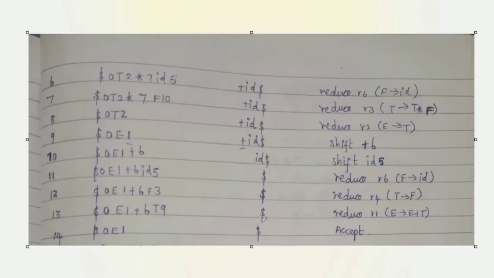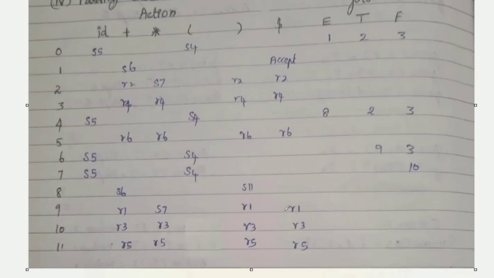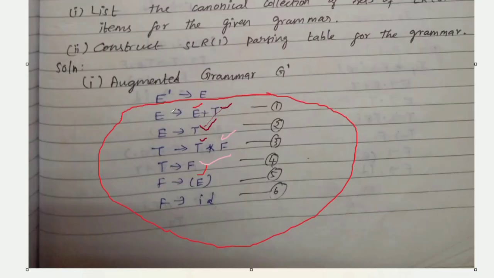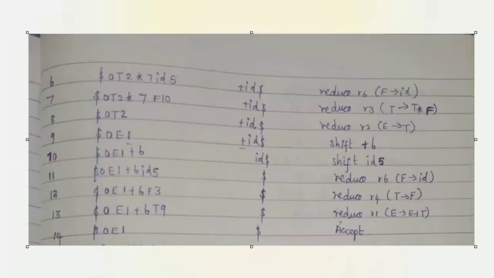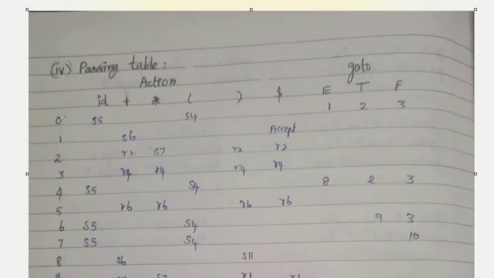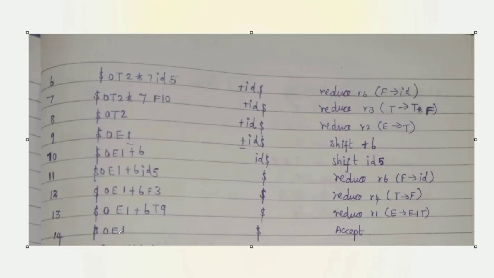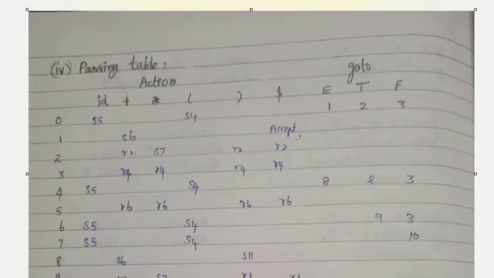Then compare $9. $9 is reduce 1. Reduce 1 is the equation number E tends to E plus T. Here write reduce R1, E tends to E plus T. In the stack, E1 plus 69 is reduced to E. Then the stack becomes $0E, and the input symbol is $. We cannot compare E $. Then look at the parsing table: 0 capital E is 1. Then write 1 here. Compare $1. See the parsing table: $1 is accept.